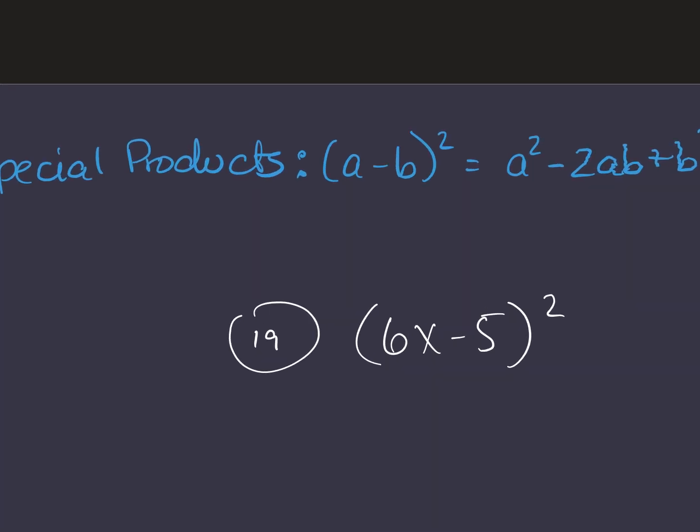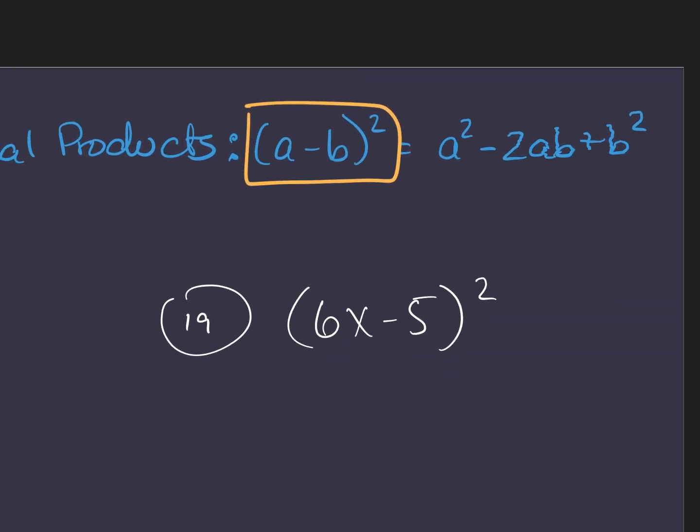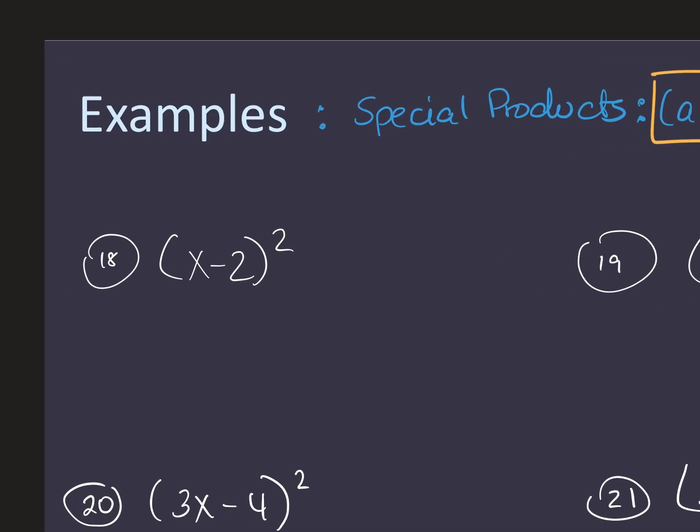So this is when we have a minus b squared. The only difference is that sign in the middle. So it's still a squared, but now it's minus 2ab plus b squared. So only one sign changes, and it's the one in the middle.